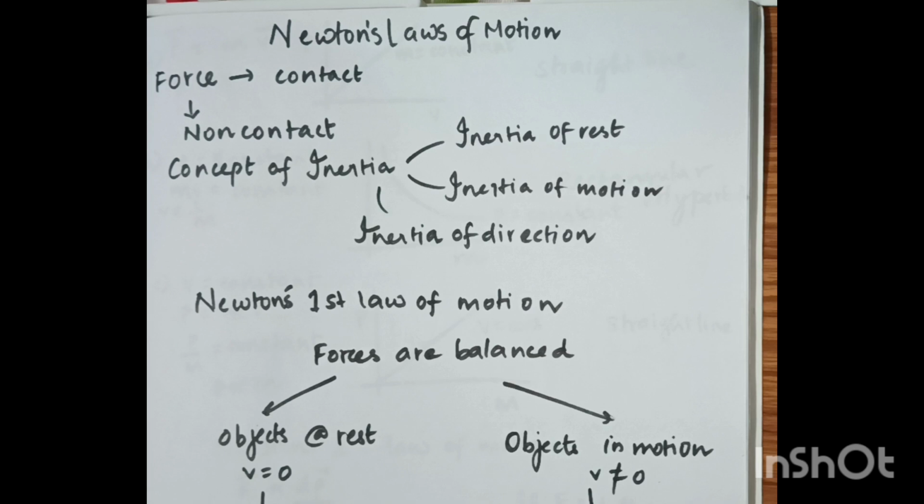What is inertia of direction? It is the inability of a body by virtue of which it tries to resist a change in its direction of motion. For example, mud flying tangentially to the surface of the tire of a car. That is an example of inertia of direction.